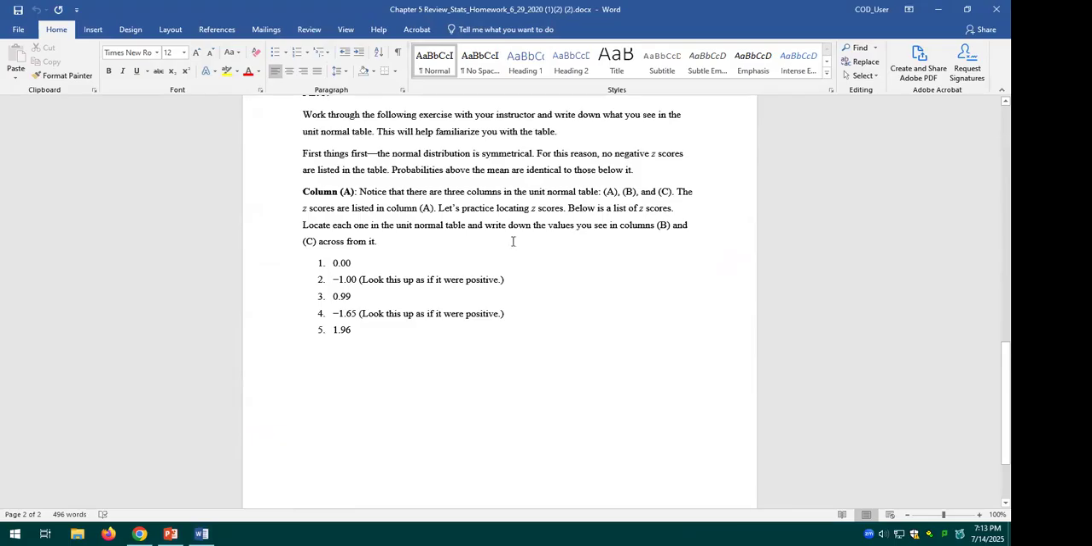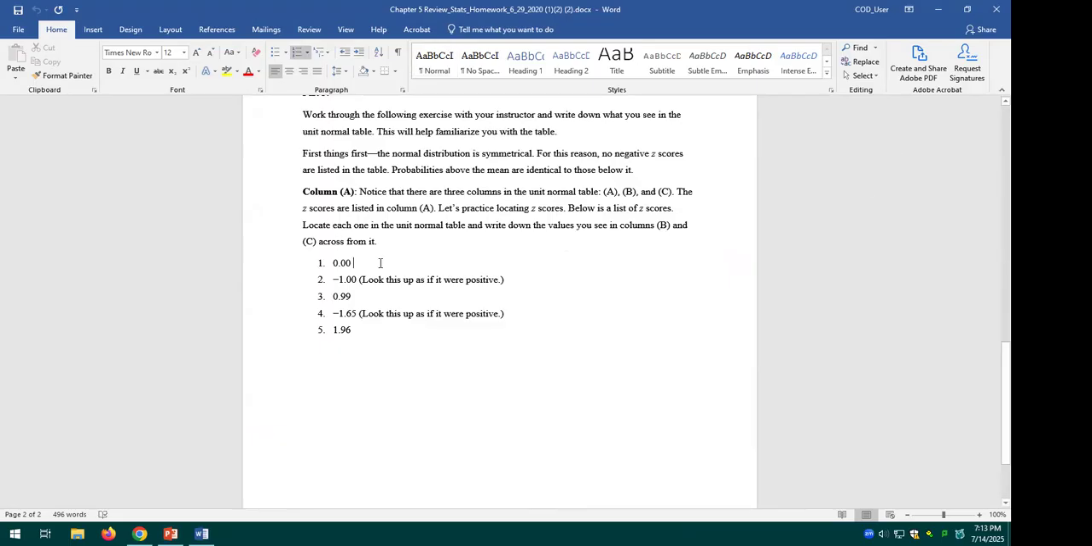So what we're going to do is notice that there are 3 columns. We'll locate each one in the norm table and write down the values you see in columns B and C across from it. Do you want to do that together, or do you want to do that on your own? What's going to help you the most? Talk to me. Do it together.